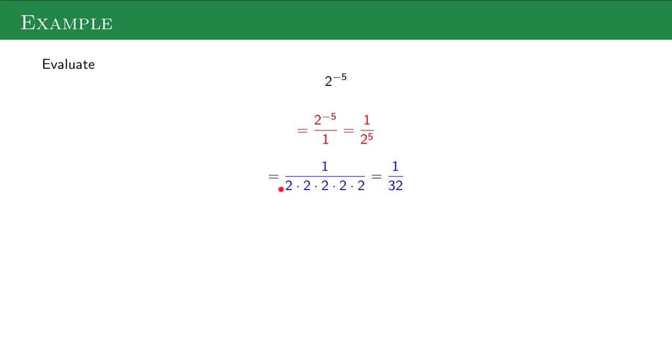And then 2 to the 5th is 5 copies of 2, which when you multiply out gives you 1 over 32. I really just have to write down these 3 steps. The other ones are just explanation.